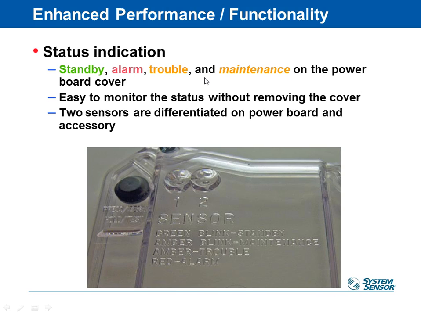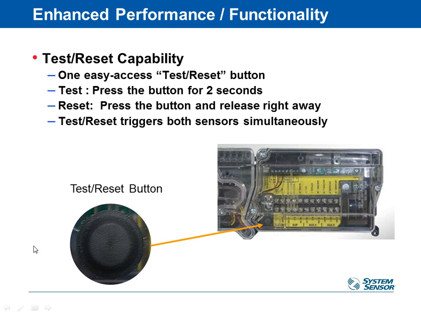Trouble means that it's solid. Maintenance means that it's blinking. So you can kind of see what's going on without taking the cover off and shutting down the system. You can see right through the cover what's happening.